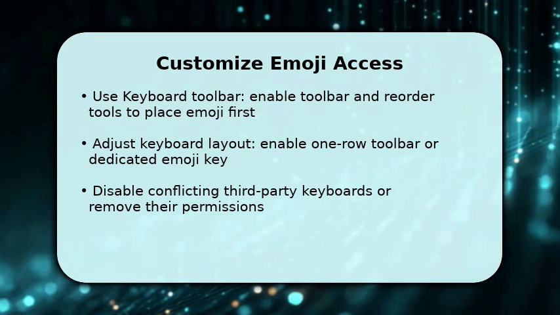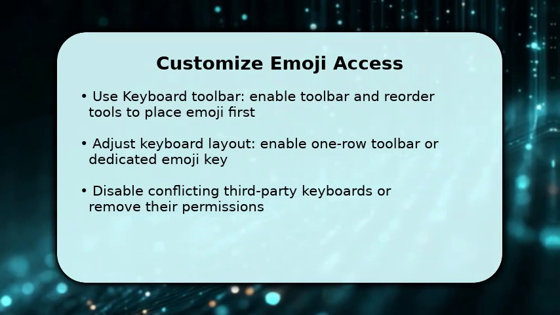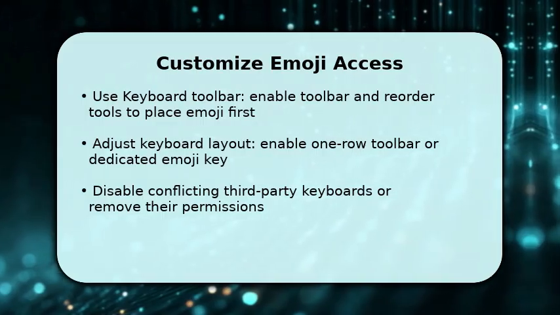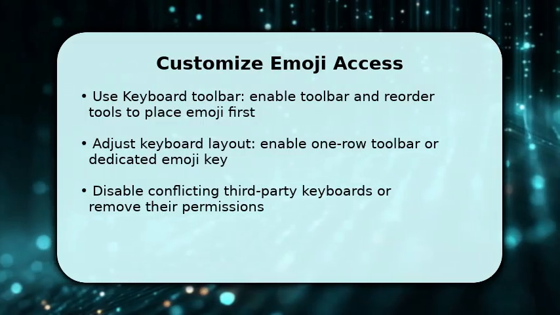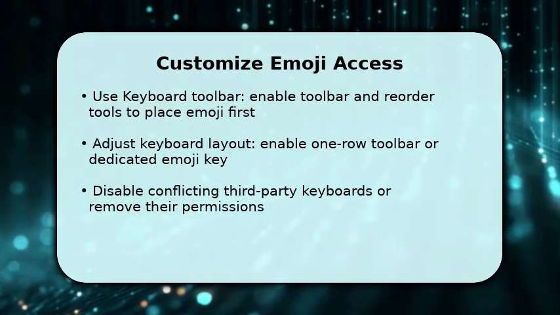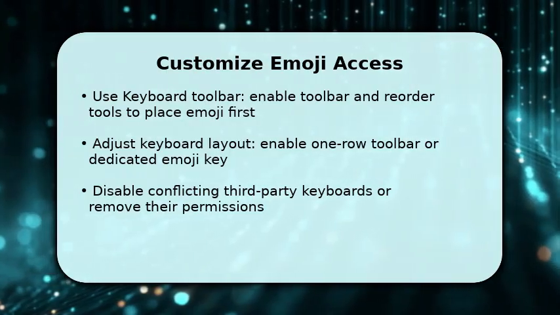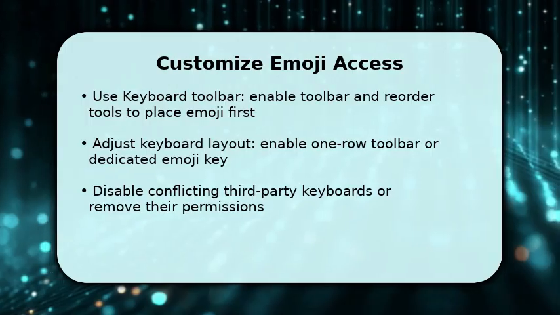Open Samsung Keyboard settings, enable the keyboard toolbar, and reorder tools so the emoji icon is front and center. You can also choose a layout that includes a dedicated emoji key. That ensures the icon stays visible across apps.